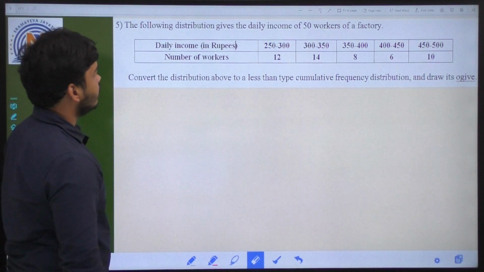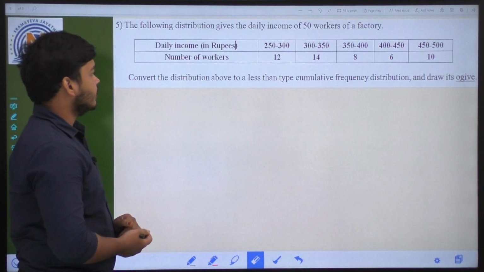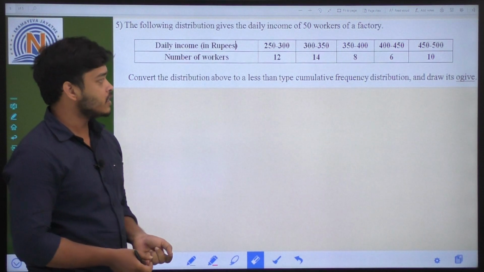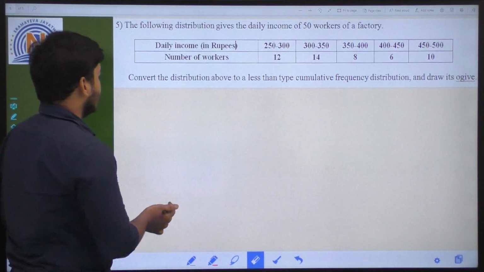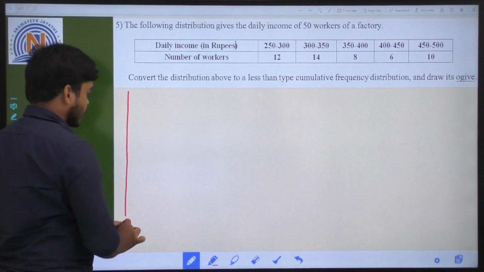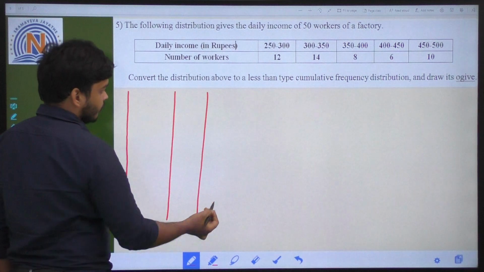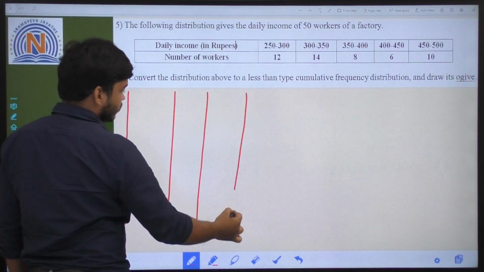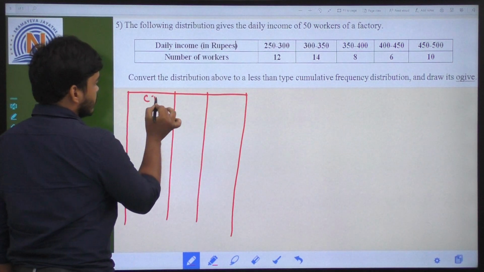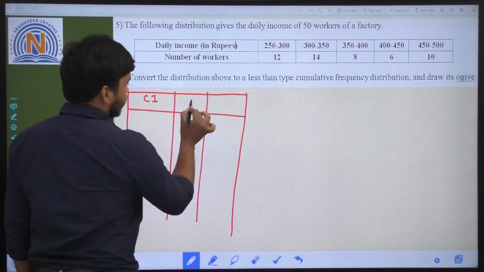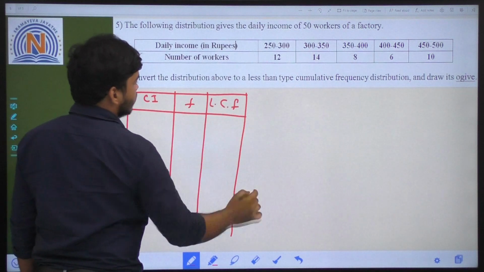As shown here, the daily incomes of 50 workers are given. So we need to draw a less than type cumulative frequency curve. First we should make a tabular form. First one is class intervals, then frequency, now less than cumulative frequency.